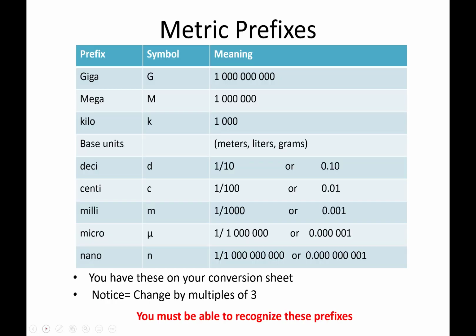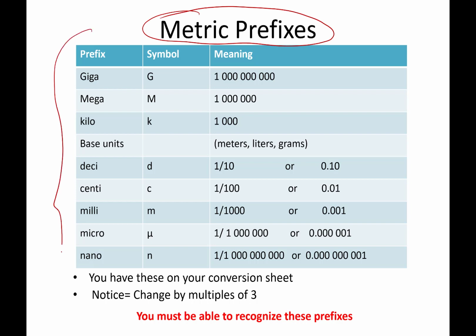Now, in order to truly be able to convert within the metric system, you have to understand the metric prefixes. There are many of them, but this list is the list that I expect you to recognize. If you see any of these prefixes, I want you to be able to say, that's centi, that's kilo, that's giga, that's micro. These are the most common, and you need to know what the symbols mean and how big or how small. So let's go through these.